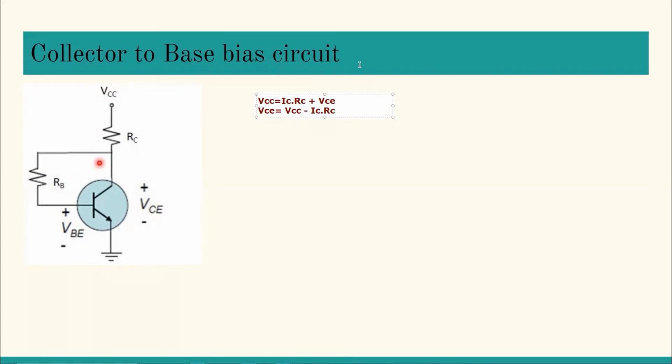What did I do? Please understand what I did. VCC is equal to ICRC. I just traced this much part.